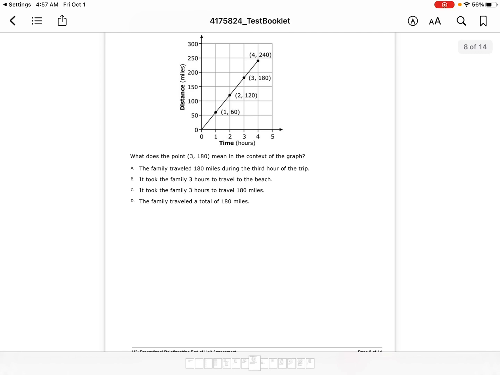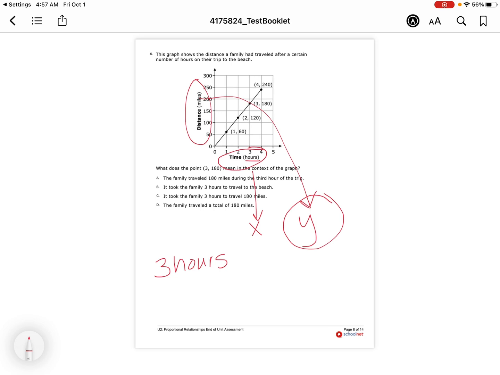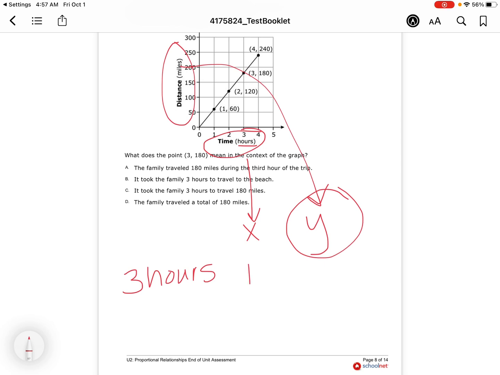The next one says, what does (3, 180) mean? So again, I've got my X and my Y. I know X is the time, and I know Y is the miles. So it's time in hours, so it's 3 hours to, in this case, they're driving because it shows the distance a family traveled. So 180 miles. So the family traveled 180 miles during the 3rd hour of their trip.